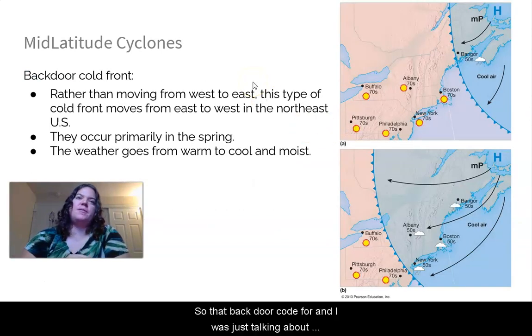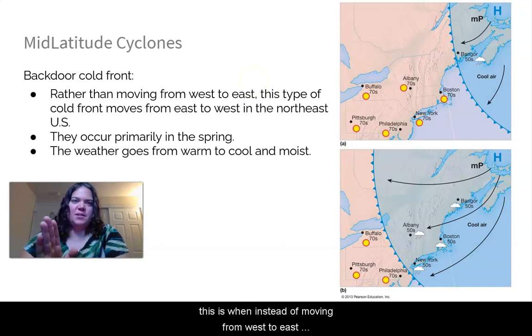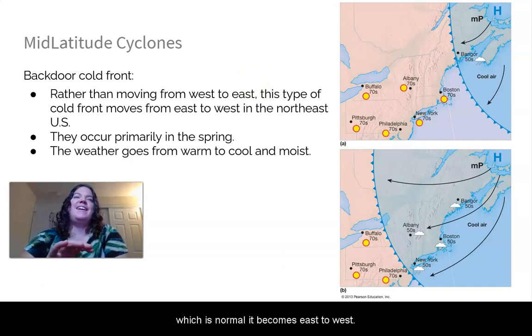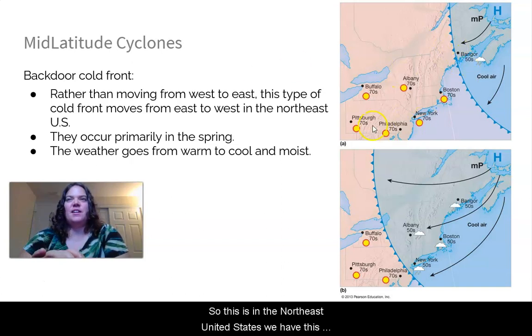So that backdoor cold front I was just talking about, this is when instead of moving from west to east, which is normal, it becomes east to west. So this is in the northeast United States. We have this lovely little situation. Usually happens in the spring. So the warm weather goes away and we get cool and moist conditions.